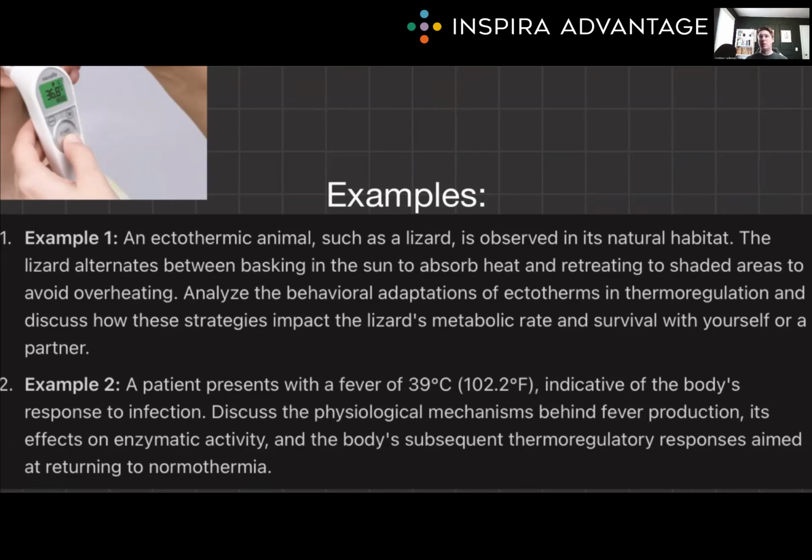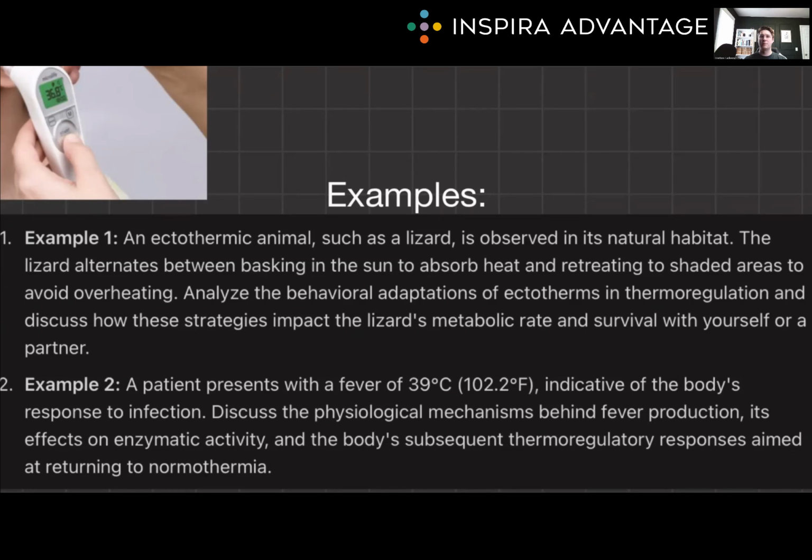Ectotherms, like lizards, employ behavioral adaptations to regulate their body temperature in response to environmental changes. Basking in the sun allows these animals to absorb heat, increasing their body temperature to optimize metabolic processes essential for daily activities and digestion. When temperatures become too high, lizards seek shade or burrow into cooler ground to prevent overheating, which can lead to enzyme denaturation and metabolic dysfunction. These thermoregulatory behaviors directly impact a lizard's metabolic rate and survival.